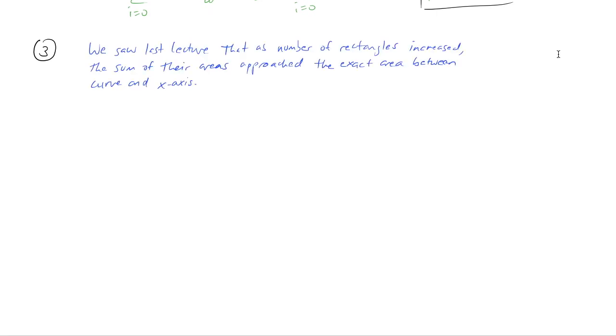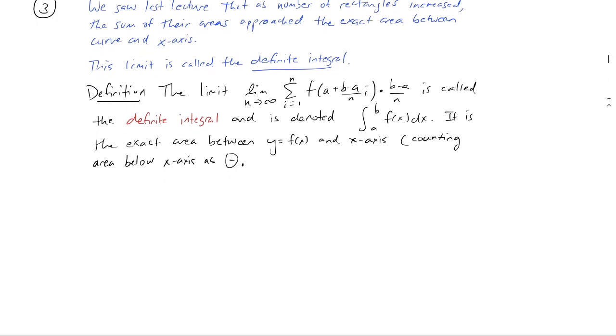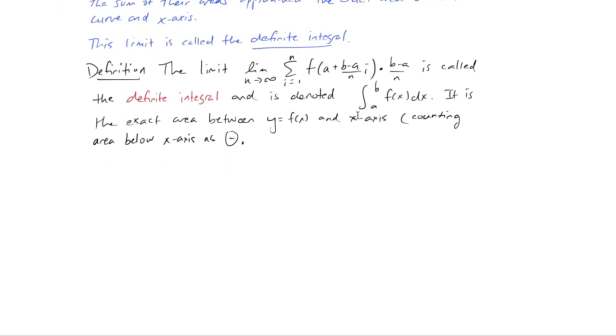We saw in the last lecture that as the number of rectangles increased, went to infinity, the sum of their areas approached the exact area between the curve and the x-axis. This limit is called the definite integral. Here's the definition. So the limit of the Riemann sum is the definite integral, and it's denoted with this fancy S, ∫ from a to b of f of x dx, and it is the exact area between the curve and the x-axis. Counting area below the x-axis as negative.